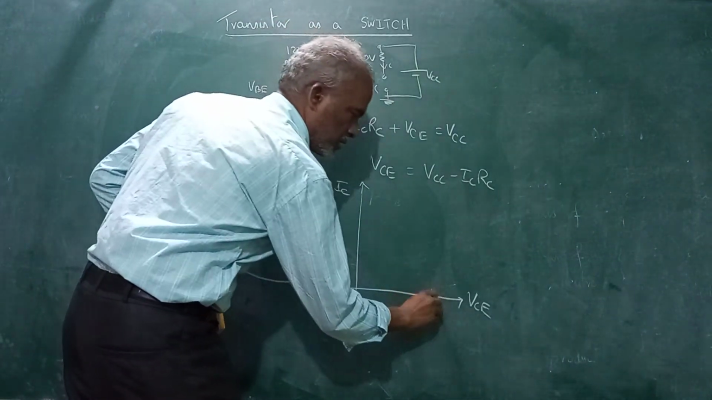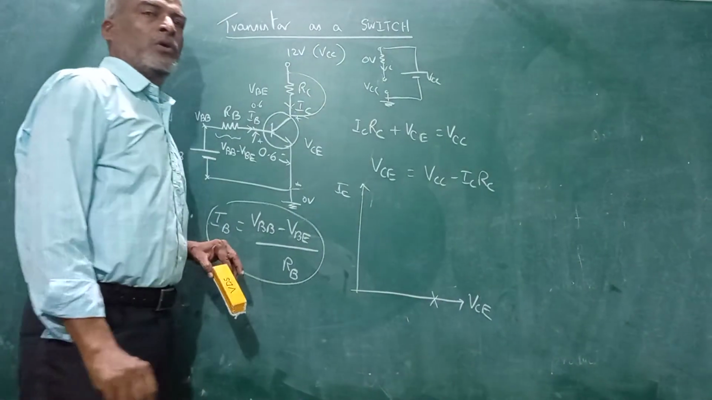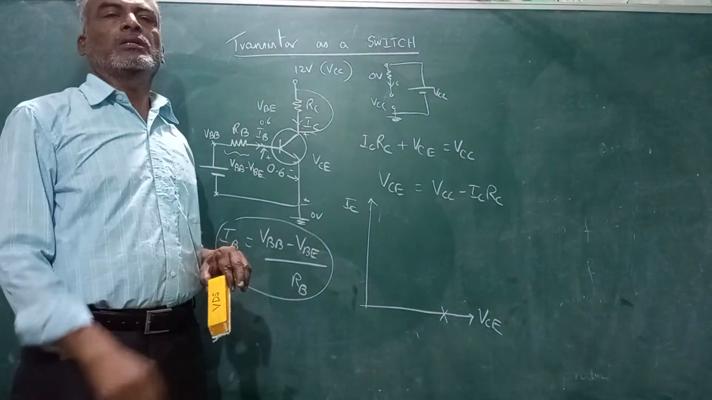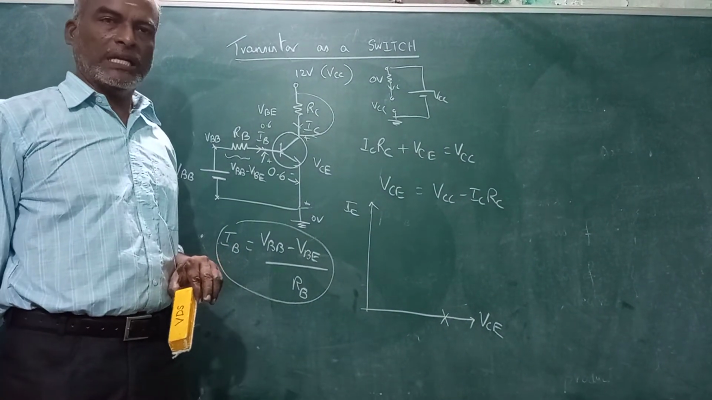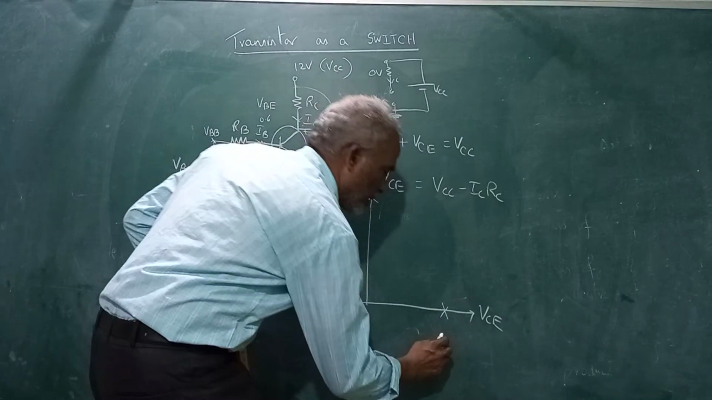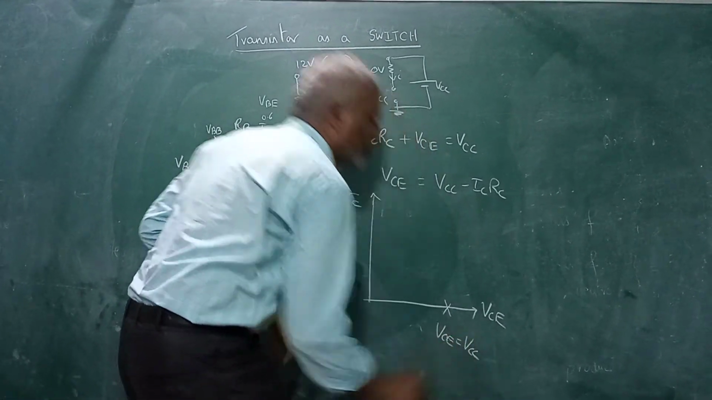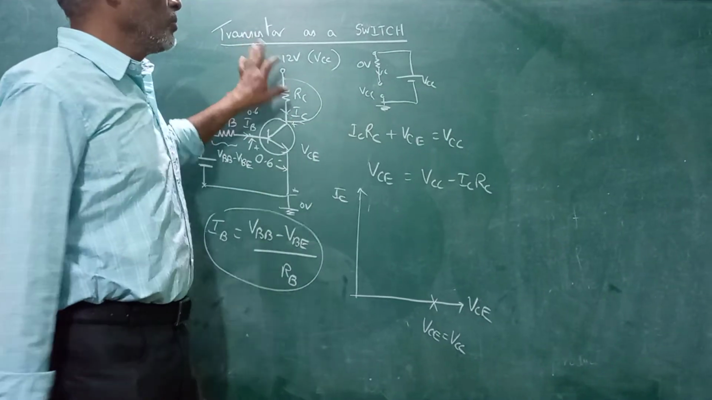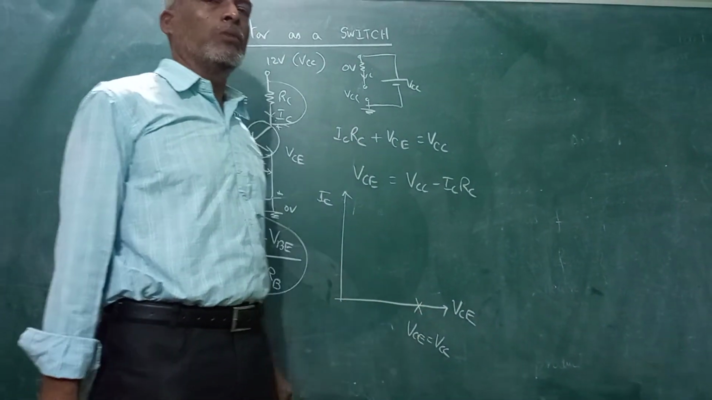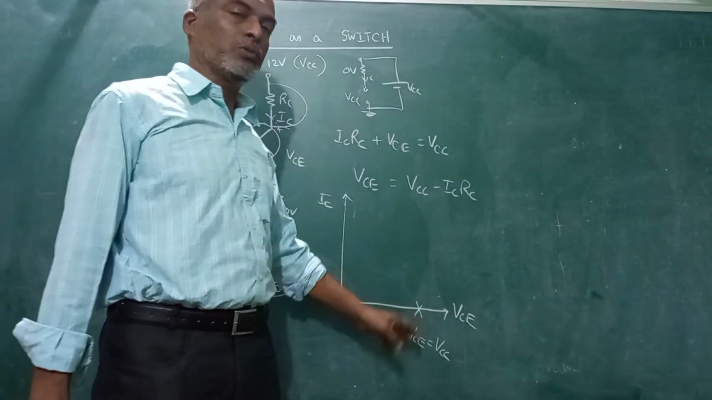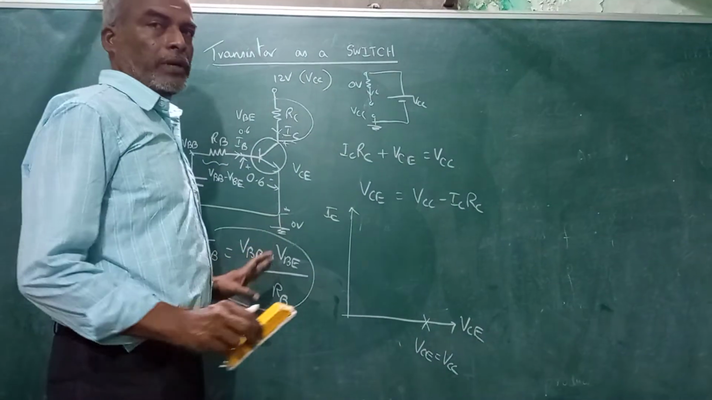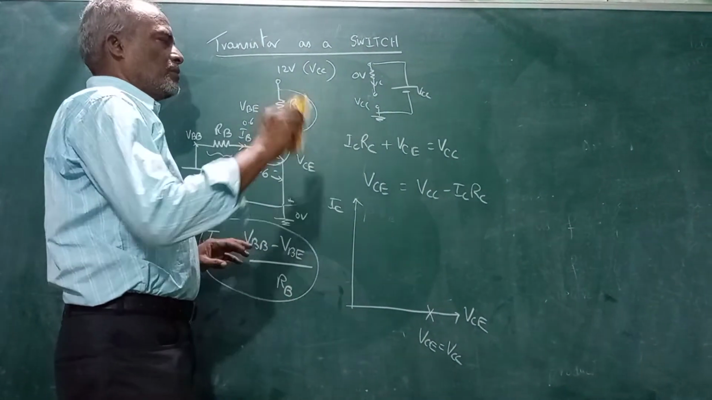So we are taking this point. This is called cutoff. Why is it called cutoff? It means IC current is 0. The transistor is not at all conducting. So here VCE is equal to VCC. That means if you give 12 volts, it will be 12 volts. If you give 6 volts, it will be 6 volts. That is one point.